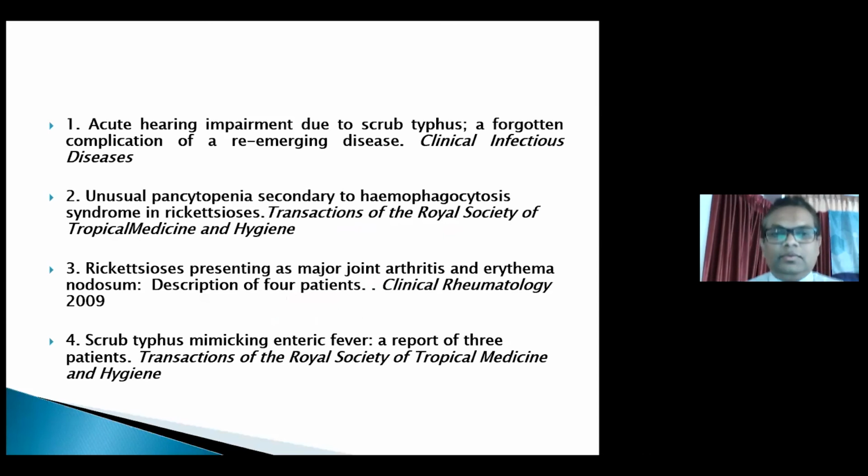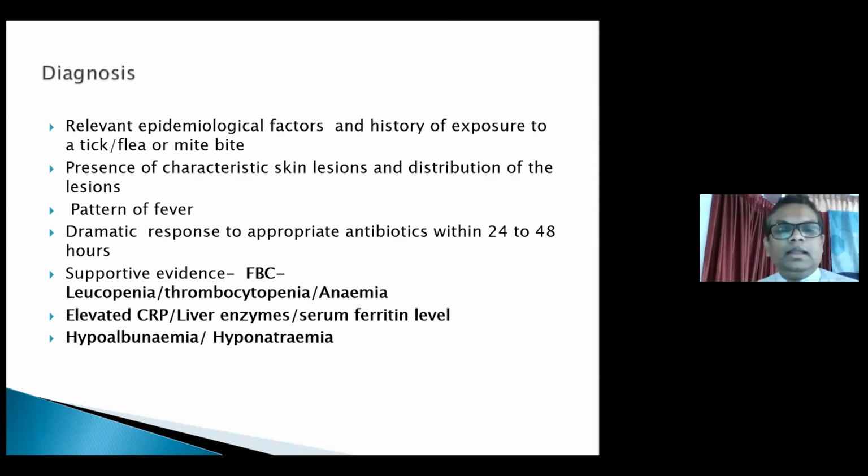Now, these are some of the rare presentations, like acute hearing impairment due to scrub typhus and unusual pancytopenia secondary to hemophagocytosis syndrome in rickettsial disease, and major joint arthritis. Be alert about these atypical cases as well.